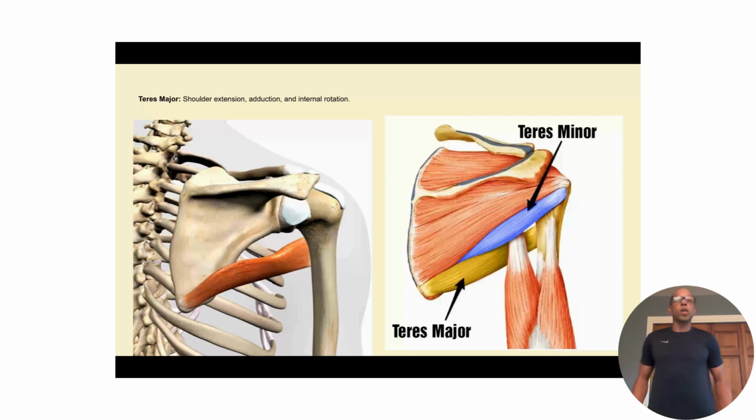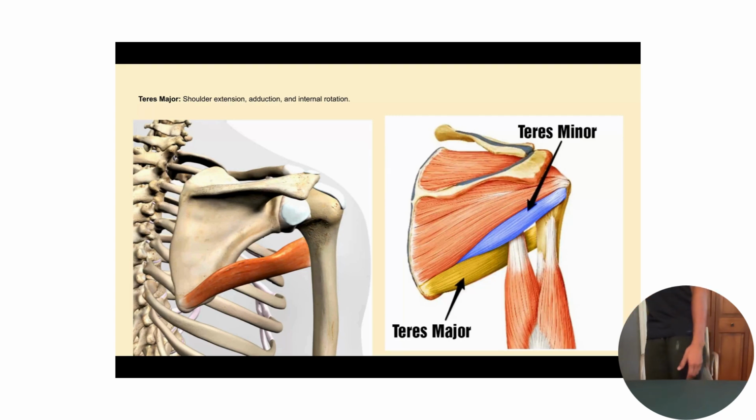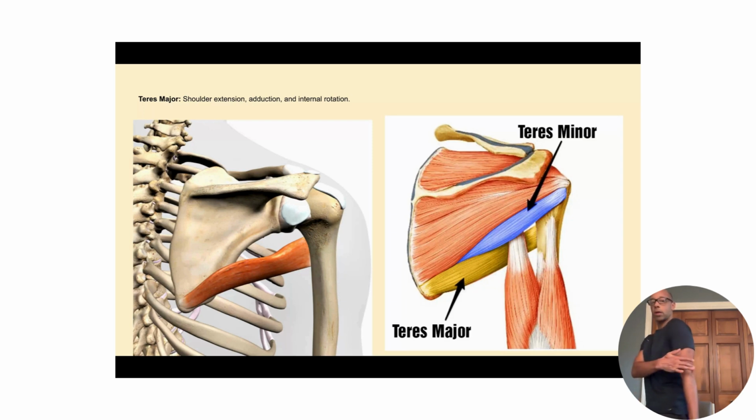So it does shoulder extension. It also does adduction. Both the major and minor do both of these things, the same thing. The one thing that's different is the internal rotation. Whereas the minor did external, the major does internal rotation. At the shoulder, internal. So now you see my elbow goes backward the other way. Internal rotation.